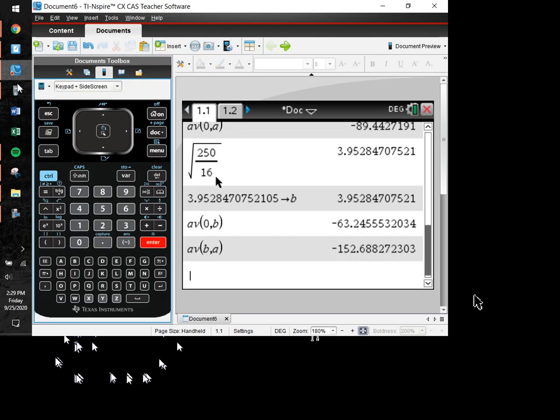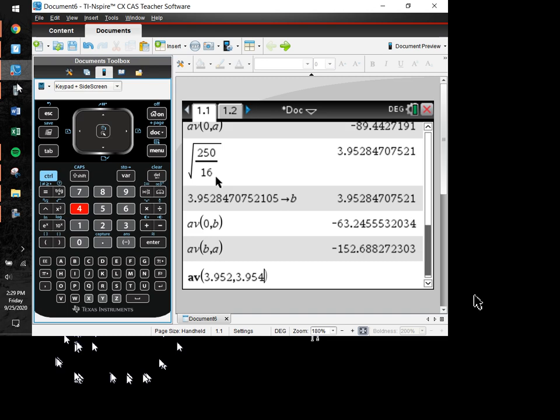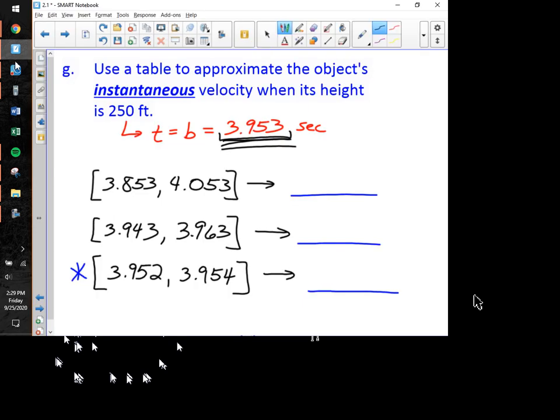So everything is still the same now, and we're going to do average velocity starting at 3.95, shoot, was it 2 or 3? 952, comma, and ending at 3.954. Let me make sure I type that in right. 952, 954, there we go. And our answer here, everybody, is going to come out to be negative 126.496, and the units once again are going to be feet per second.